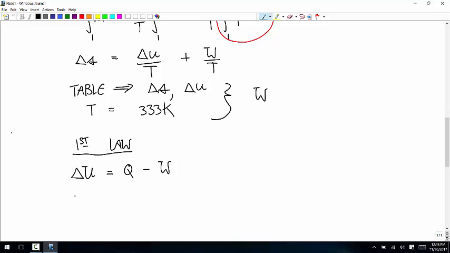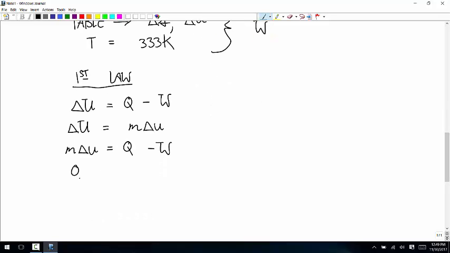So delta U is equal to the mass times delta little u. Then mass times delta little u is equal to Q minus W. So solve for Q. I don't think it gave a mass, so your answer is going to have the mass in there.